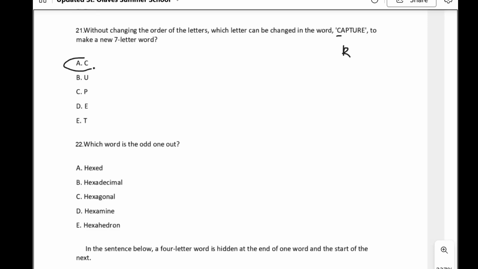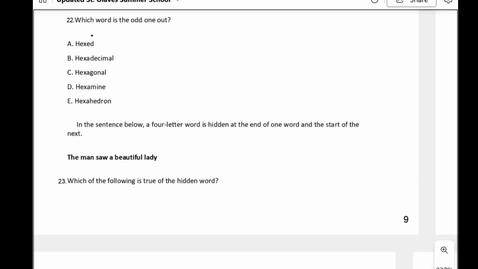Therefore the answer is A. So in 22, which word is the odd one out? So we can see that all of them have hex. However, in all of these, hex is used as a prefix. It's used to mean 6 or something to do with 6, maybe 16.